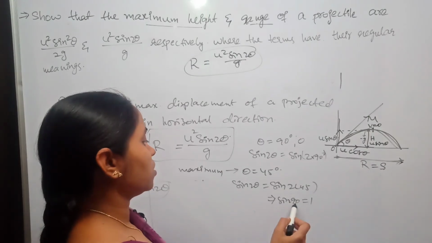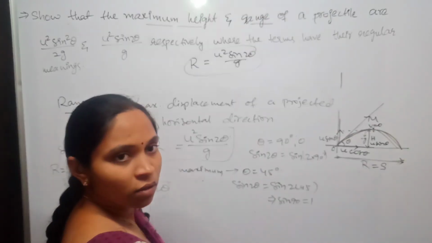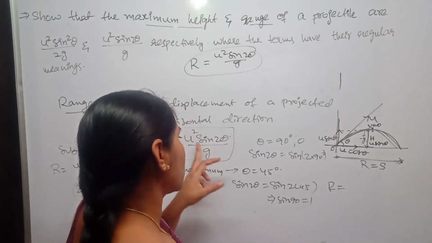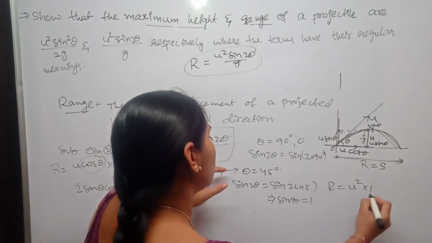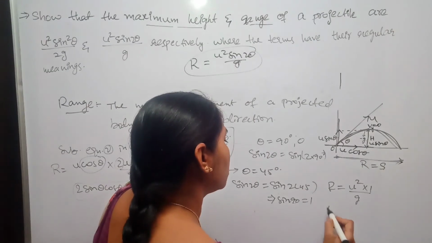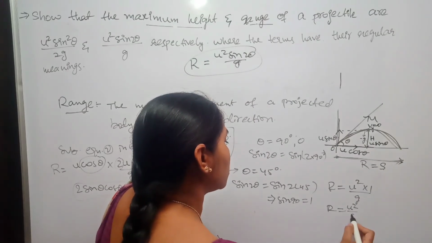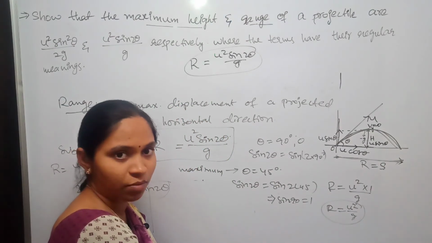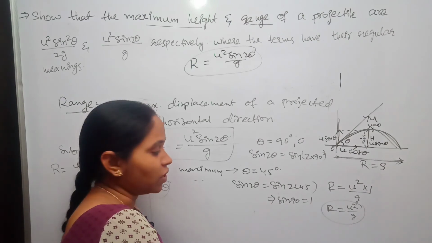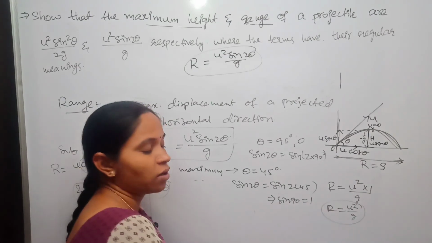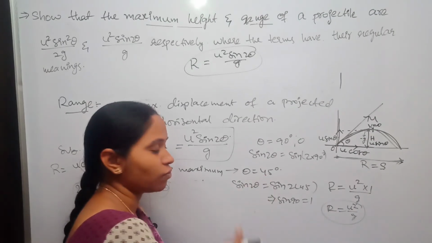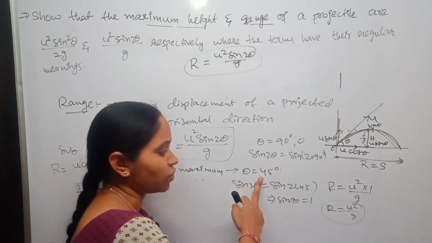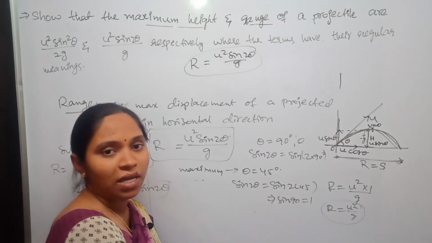If you substitute this sin 90 here, what do we have left? Range R is equal to u square into 1 by g. Nothing but the range is equal to u square by g. This is the maximum range. When will the range be maximum? When the theta value is 45 degrees. Whenever the theta value is 45 degrees, the range will be maximum.